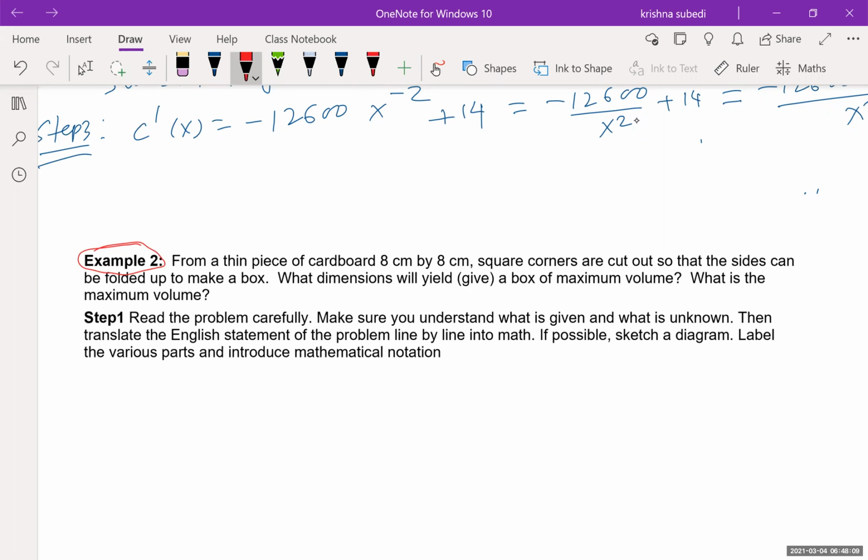From a thin piece of cardboard, 8 centimeters by 8 centimeters, square corners are cut out so that the sides can be folded up to make a box. What dimensions will yield a box of maximum volume? And what is the maximum volume?